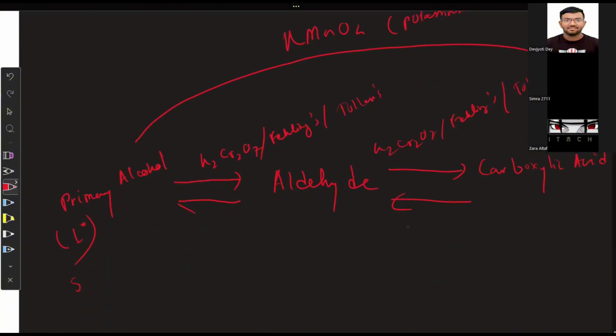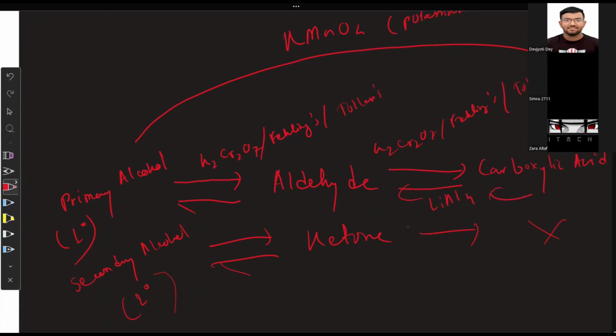And secondary alcohol, you have ketone. You cannot further oxidize ketone because it's just not oxidizable. You can reduce, though. If you reduce carboxylic acid, you get aldehyde. And what is the reducing agent? LiAlH4. What is the name of this? I think you guys know this.